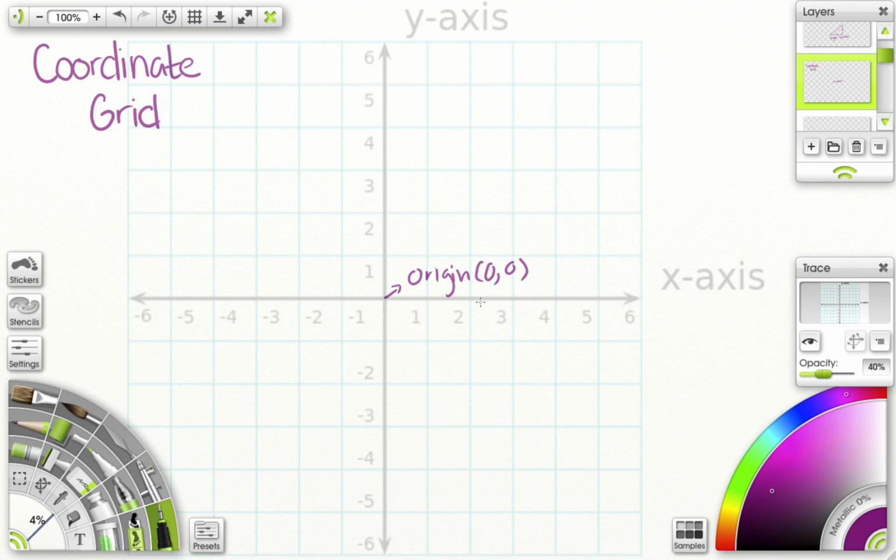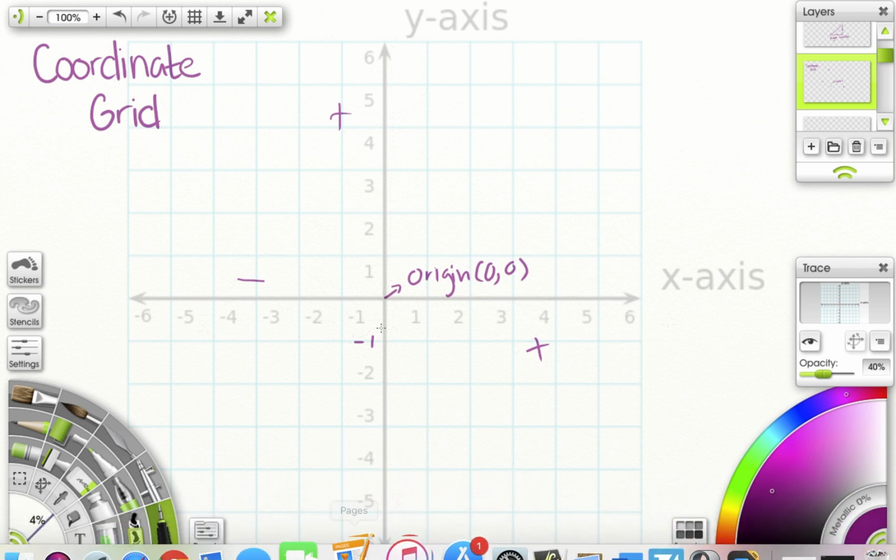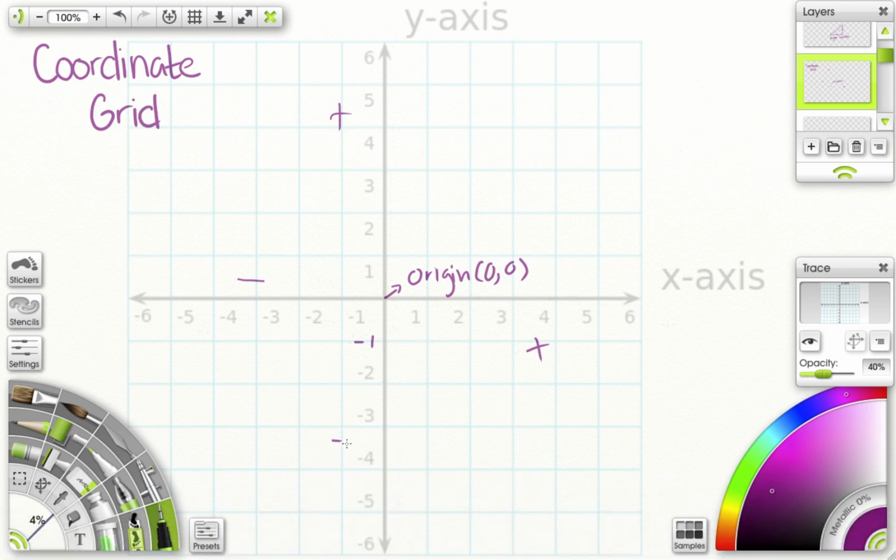If we go to the right of the origin on the x-axis, we have positive numbers. So positive 1, 2, 3, 4, 5, 6 in this case. And if we go on our y-axis going up, it's 1, 2, 3, 4, 5, 6, positive numbers. So these are positives and these are positives. On the left side of the x-axis, we have our negative numbers, negative 1, 2, 3, 4, 5, 6. And on the y-axis going down, we have negative 1, 2, 3, 4, 5, 6. And those are our negative numbers as well.